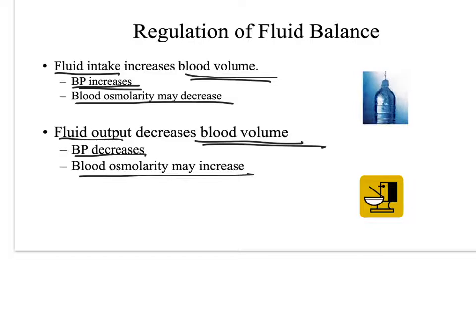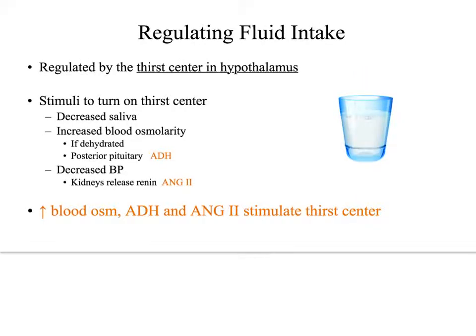Okay, now the way that we regulate how much fluid comes in is with our hypothalamus. We have a thirst center in our hypothalamus. The thirst center is what triggers whether we are thirsty or not. So it's pretty logical. What turns on the thirst center are the following stimuli. If you don't have enough saliva in your mouth, so if your mouth feels dry, that turns on the thirst center, and that's going to trigger us to drink. Okay, so when you drink, you increase your blood volume and increase your blood pressure.